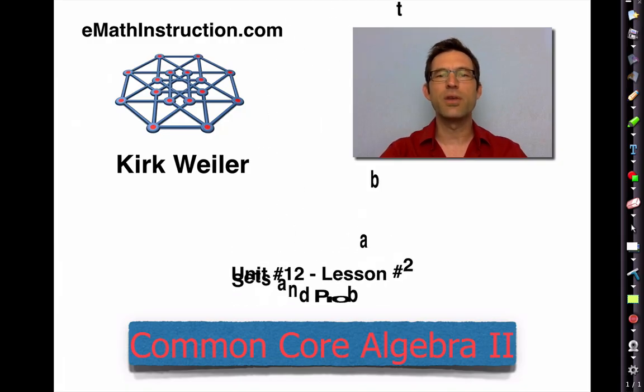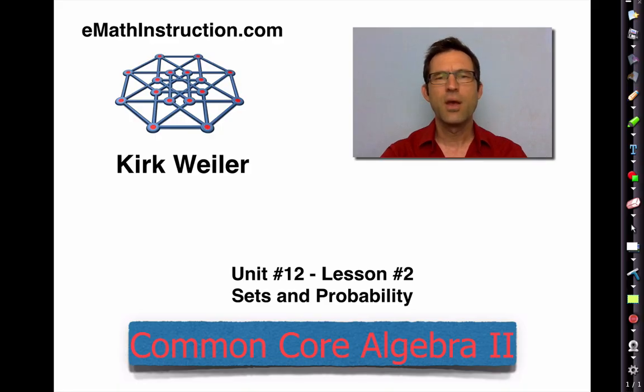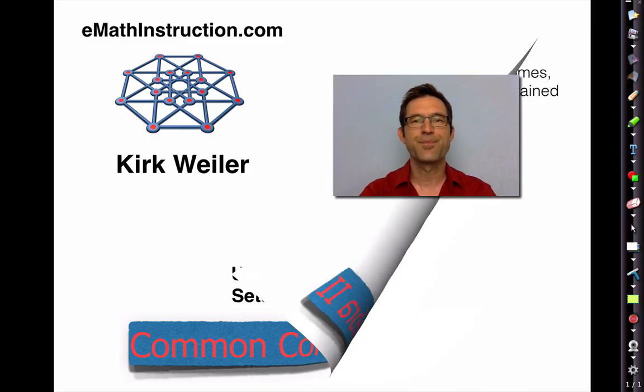Today, we're going to be doing Unit 12, Lesson number 2, on sets and probability. So this entire unit is on probability and the quantifying of chance, right? The quantifying of randomness, if you will, how likely something is to happen. And one of the major tools that we use when we think about probability is the idea of a set. So we're going to begin today by making sure we understand what a set is. Let's jump into that right away.